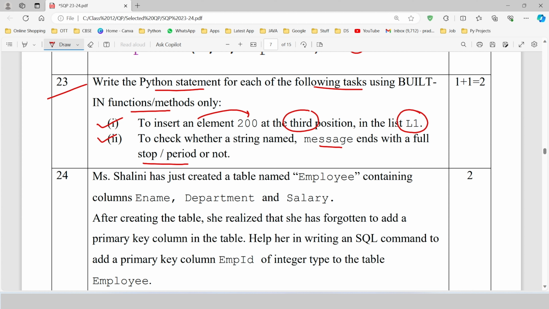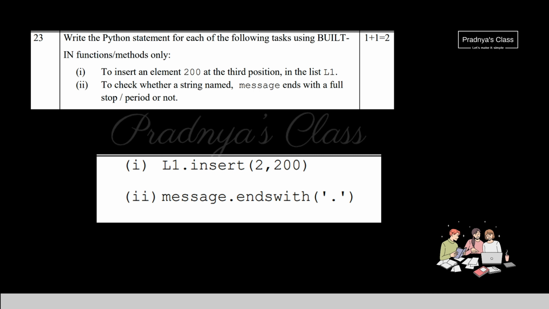If you know the answer, you can skip this part. It's little simple. To insert item into the list, we have insert function and the index is mentioned as third, but the indexing starts with 0. So for the third index, we need to mention 2 here and the element is 200. So the statement will look like this: L1.insert(2, 200).